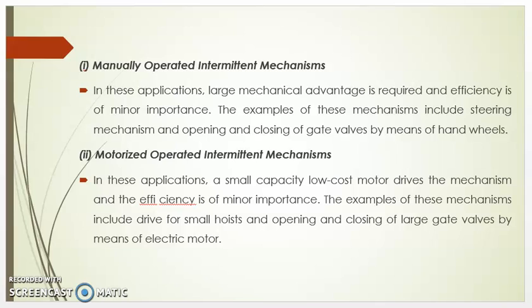Second, motorized operated intermittent mechanisms. In these applications, a small capacity, low cost motor drives the mechanism and the efficiency is of minor importance. The examples of these mechanisms include drive for small hoist and opening and closing of large gate valves by means of electric motor.